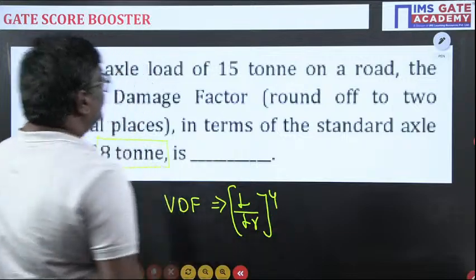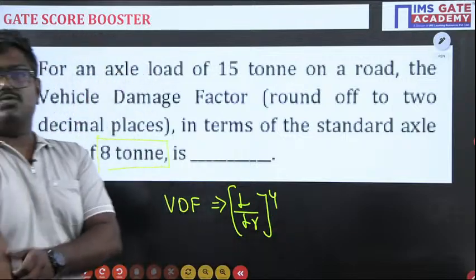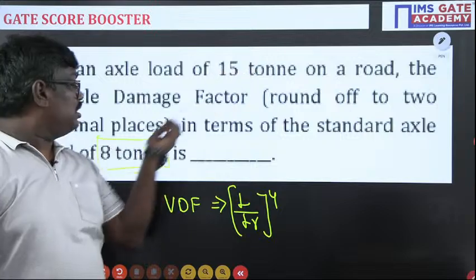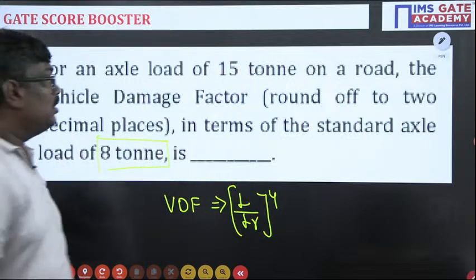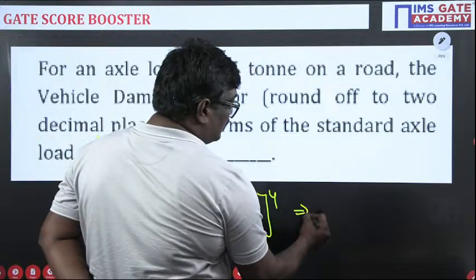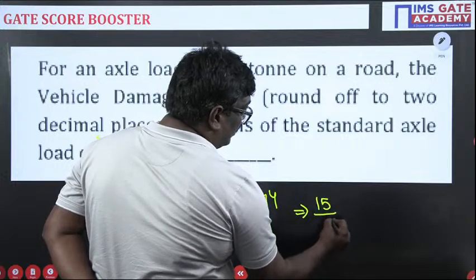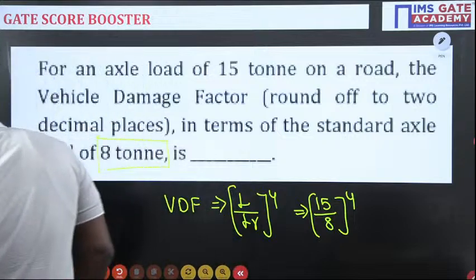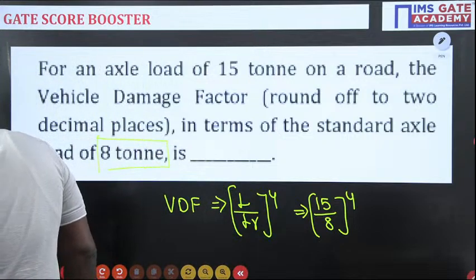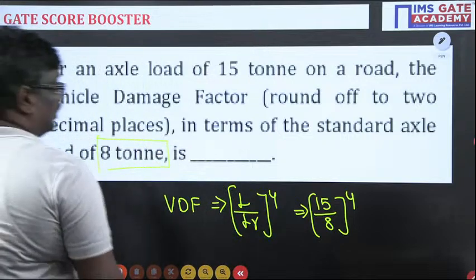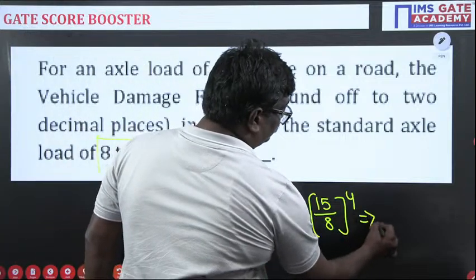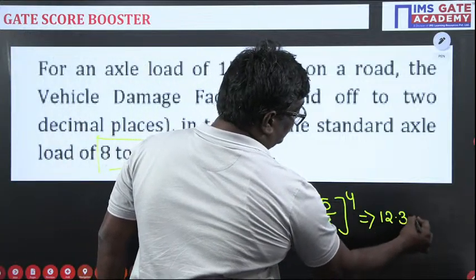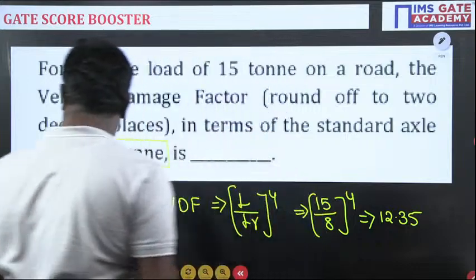Okay, here the axial load is given as, what is L? L is the axial load and LR is the standard axial load. So here you can write it as 15 divided by 8 power 4. So what is the value you got, students? You will get a value of 12.35. Okay.